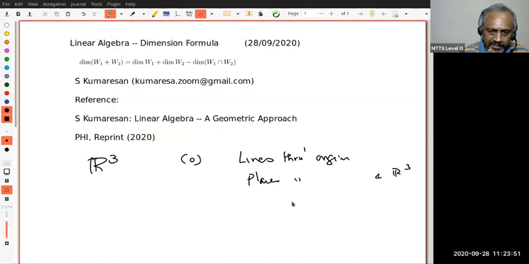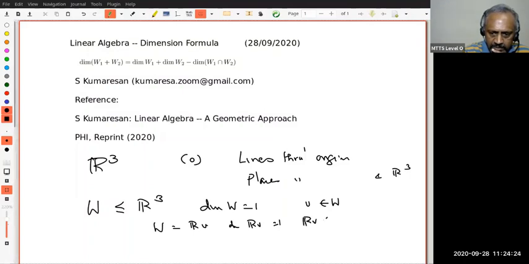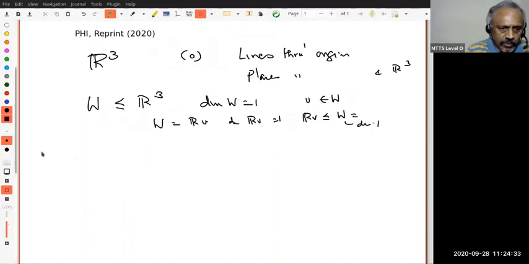When it came to planes, what I proved is any plane through origin is a vector subspace. And we proved, suppose W is a vector subspace of R3 and the dimension of W is 1, then there is a non-zero vector V in W, and W has to be R times V. Why? Because the dimension of RV is 1, and the dimension of W is also 1. Therefore, equality holds. Let's quickly recall why it happens.